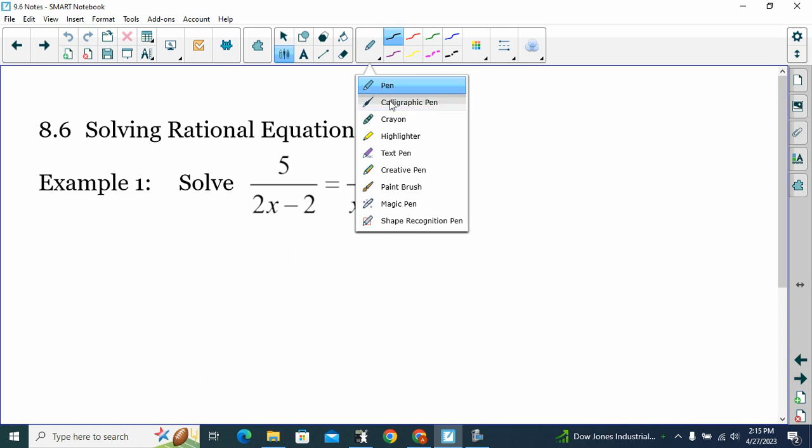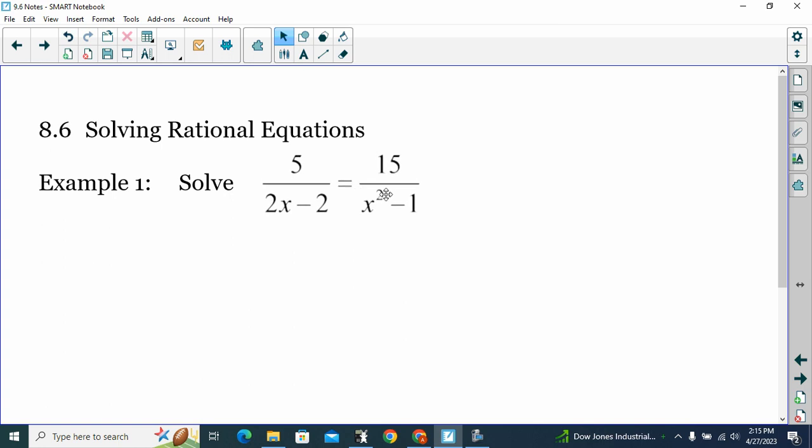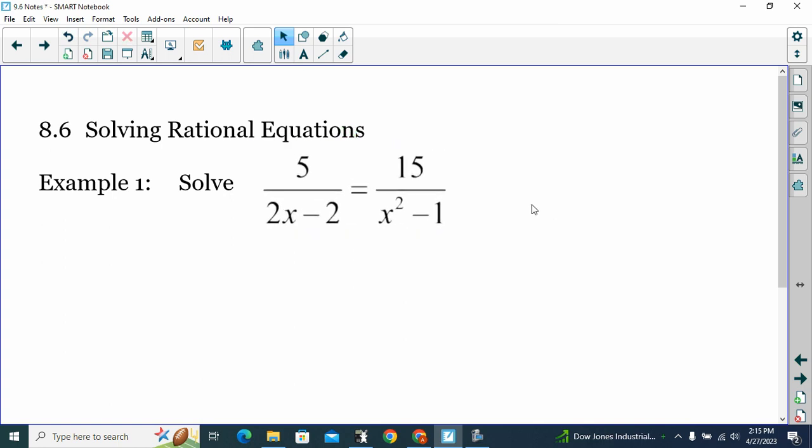This one we have a fraction is equal to a fraction. And there's a couple ways you could take care of this. In the past, when you've had a fraction is equal to a fraction, you cross multiply, you do 15 times this is equal to 5 times that. And that will work fine.